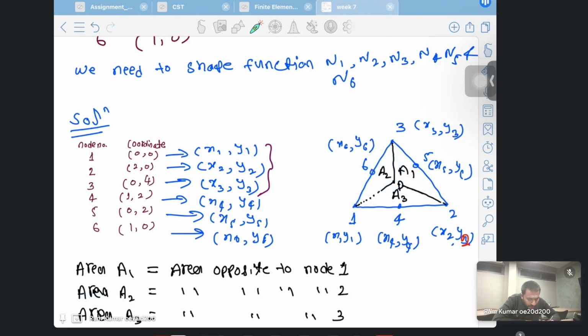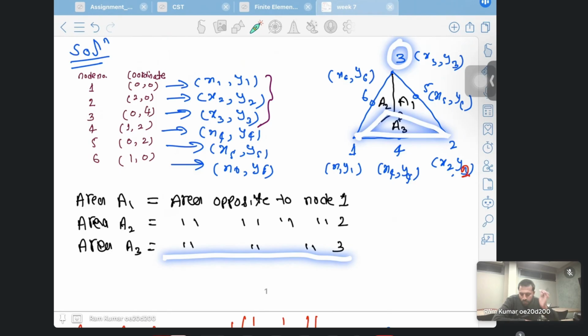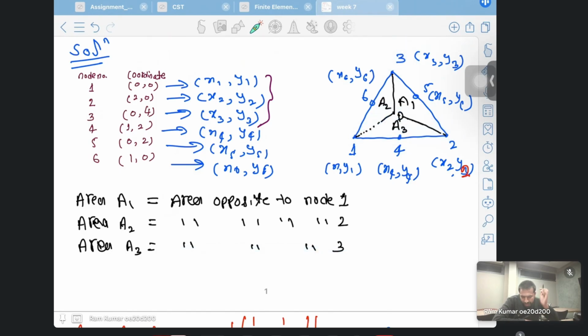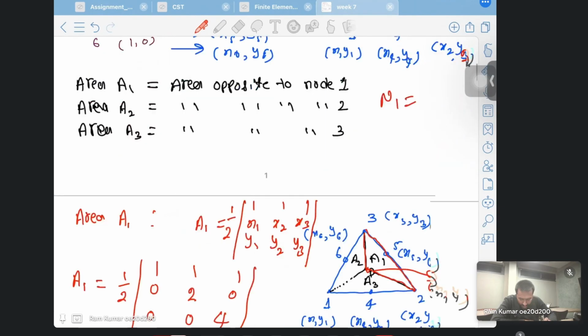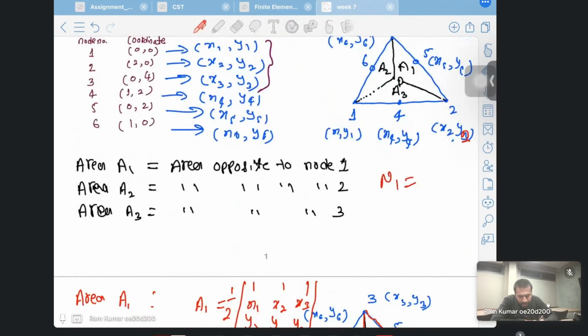This point P can be anywhere, with x, y coordinates. Then A3 is opposite to node 3. So this is node 3, and this is the area opposite to node 3. So we have to find A1, A2, A3. Then what will be your shape function? The shape function directly will be N1 equal to, I will let you know later.